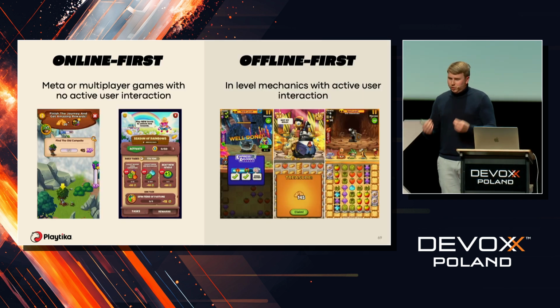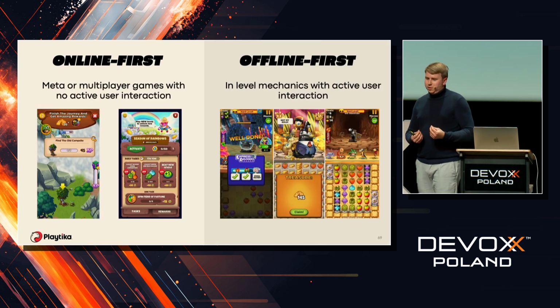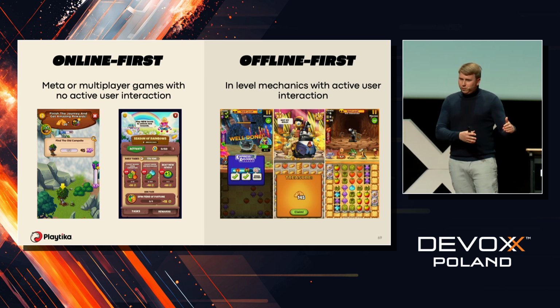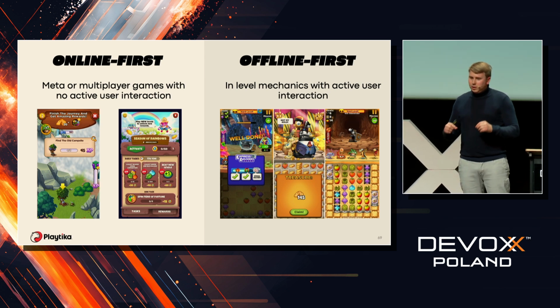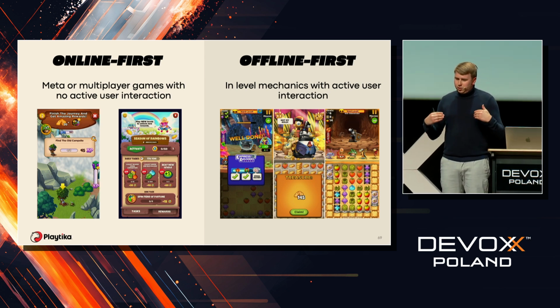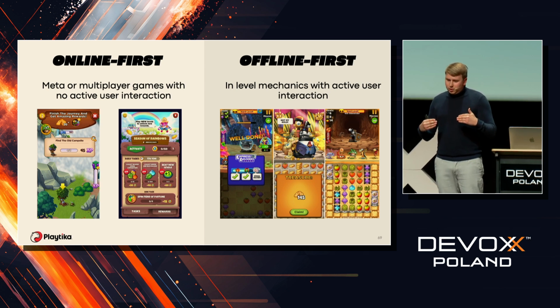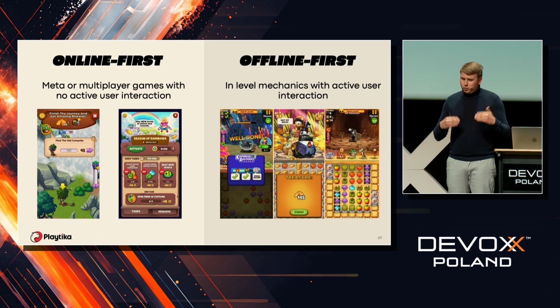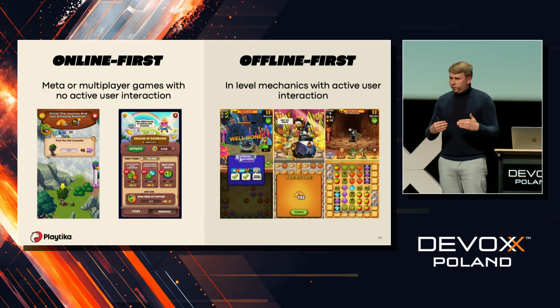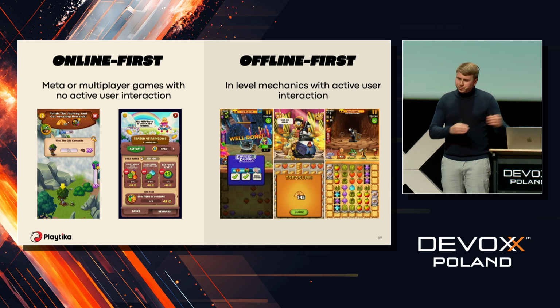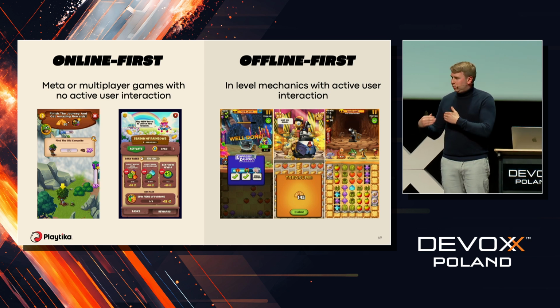So according to the standards, we classified features into two groups: the online first features and the offline first features. The classification is done based on how much user interaction is required. In case we are not required to do active user interaction, or we do multiplayer, we can go with online first and put business logic on the server. In case we are doing some in-level mechanics, something very interactive, we cannot afford the server calls, so we need to build it on the client.